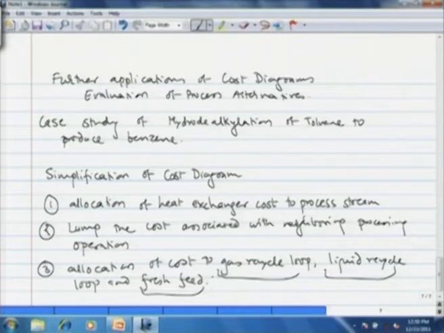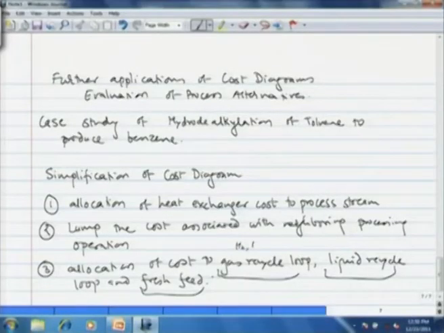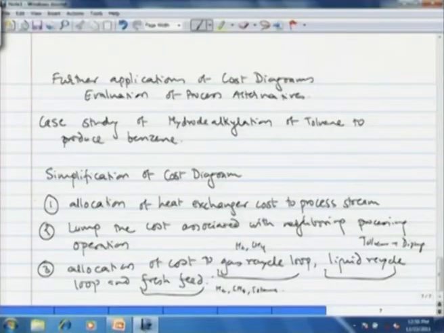Now all of these elements will have a group of different components. For example, gas recycle would contain both hydrogen and methane, the liquid recycle will contain toluene plus diphenyl, and the fresh feed will contain hydrogen, methane and toluene. So these are, let us say, the elements of our cost diagram. Okay. Now let us see how we can allocate the heat exchanger cost to the process streams.